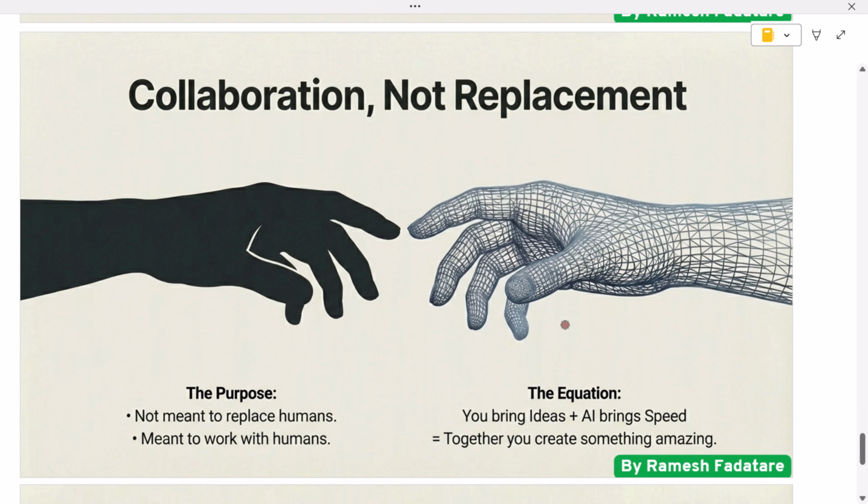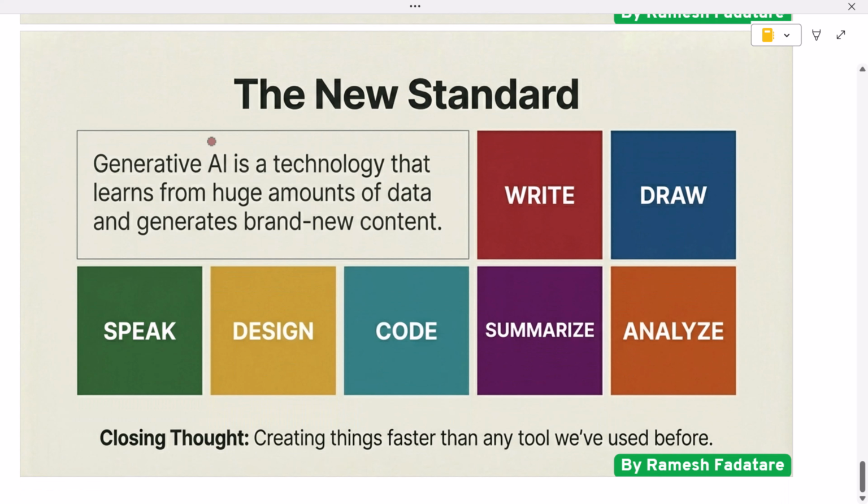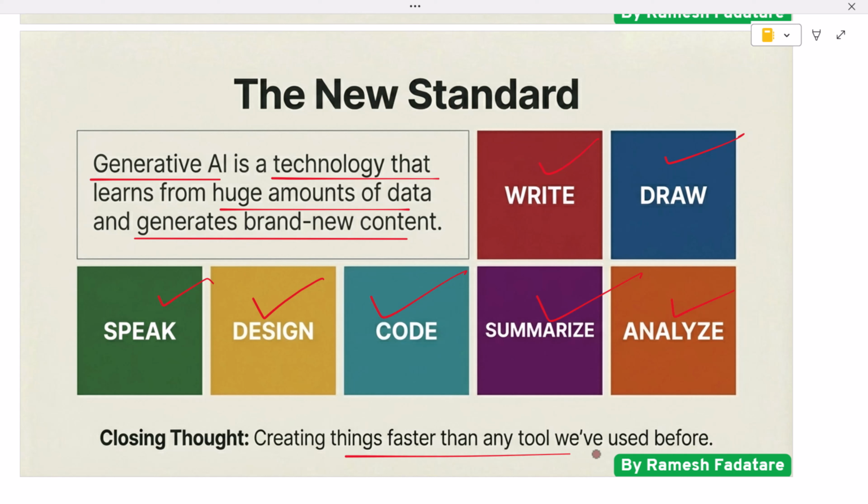The most important part is this. Generative AI is not meant to replace humans. It is meant to work with humans. You bring ideas. AI brings speed. Together you create something amazing. So in simple words, generative AI is a technology that learns from huge amounts of data and then generates brand new content. It can write, draw, speak, design, code, summarize, analyze, and create things faster than any tool we've used before.